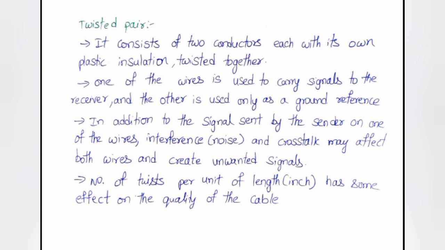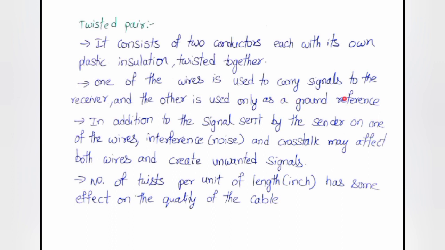One of the guided media is the twisted pair cable. It consists of two conductors, each with its own plastic insulation, twisted together. So in a twisted pair cable there are two wires which are twisted together. What happens if the two conductors are not twisted and are in a straight line format? Then it may lead to some interference, that means there will be more noise. That's why these two conductors are twisted together.